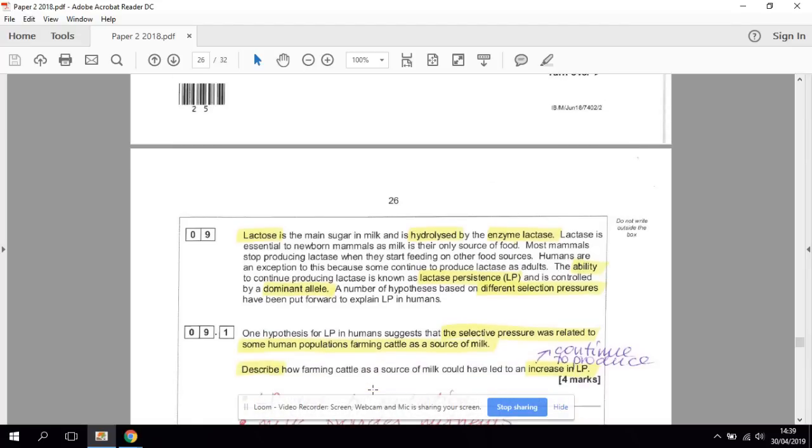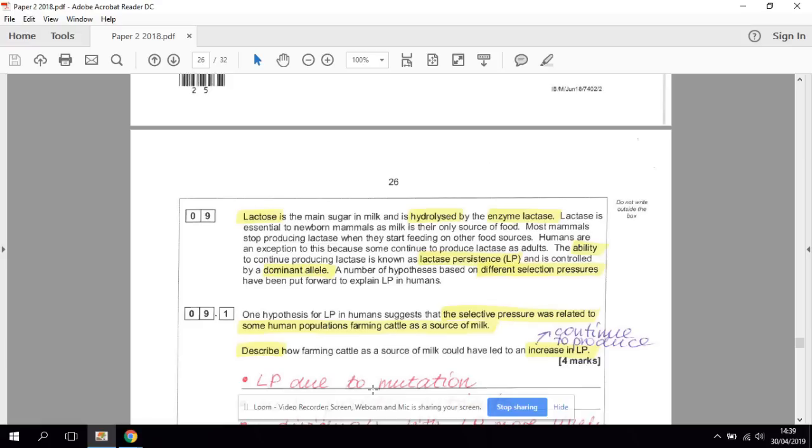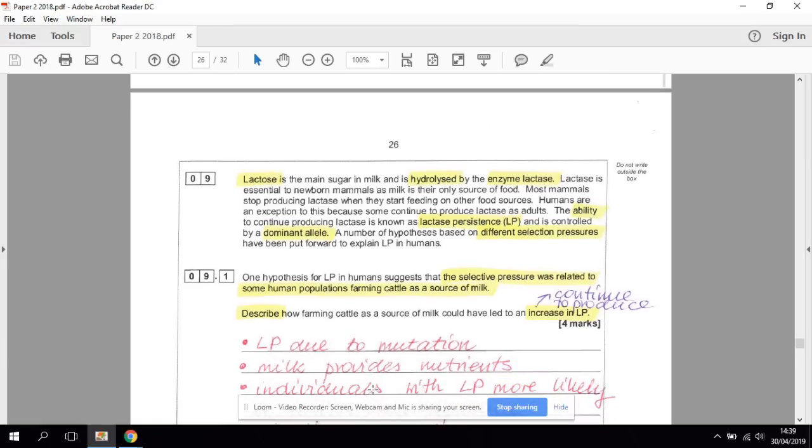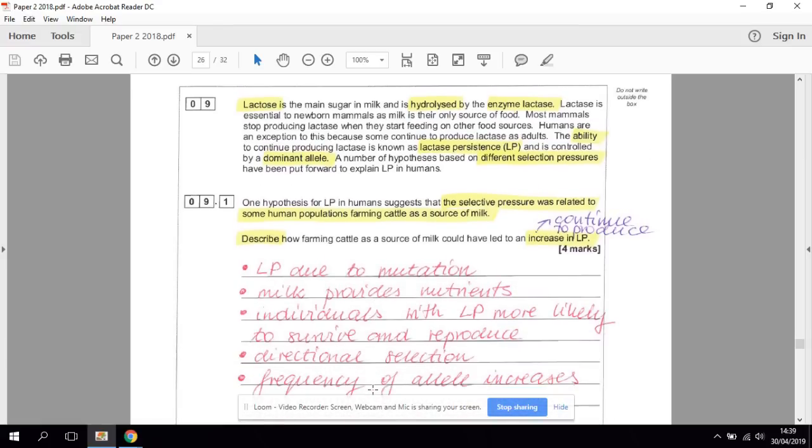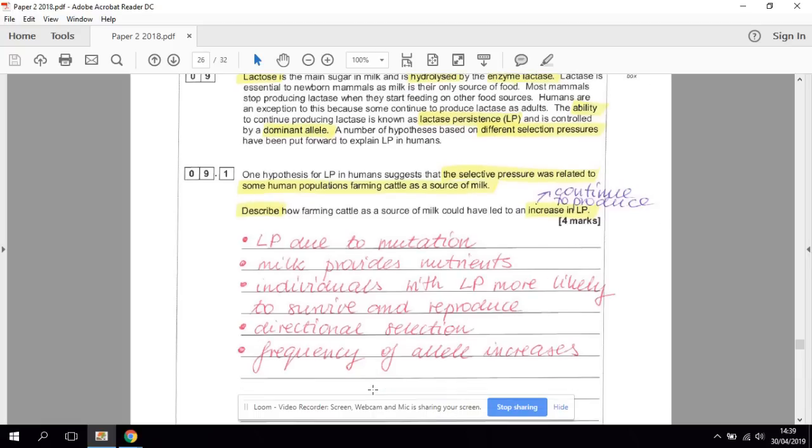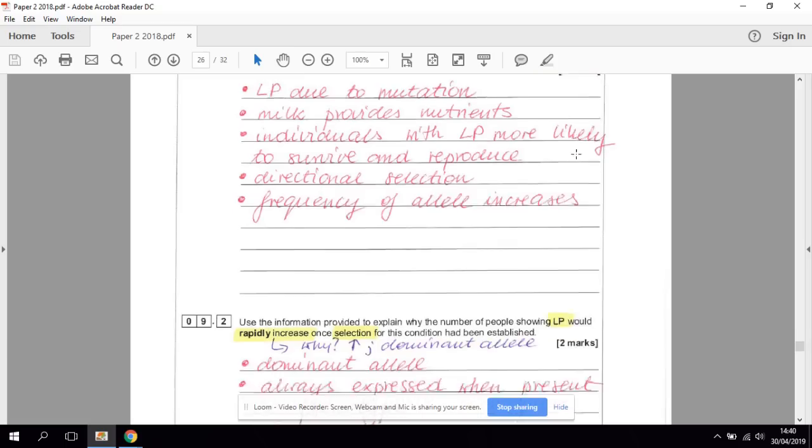So we continue to produce this. What does that mean? What's the reason? The reason for this is due to mutation, and obviously we know that milk provides nutrients, and the individuals are more likely to survive and reproduce because they're dealing with those selection pressures. So it's directional selection, to adapt towards the specific aspect, so the frequency of that allele will then increase.